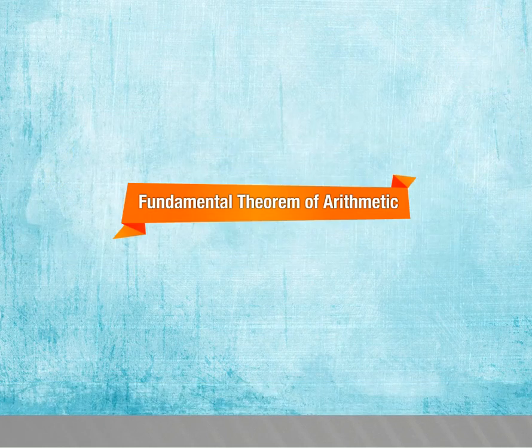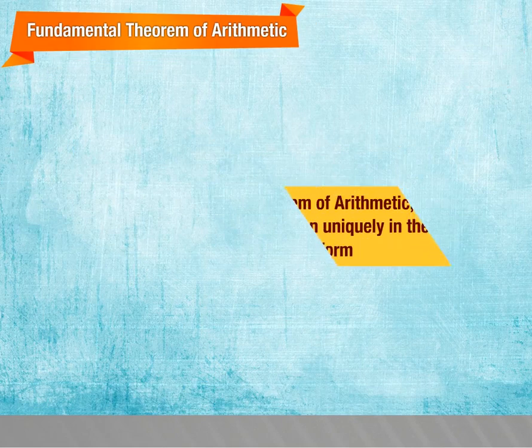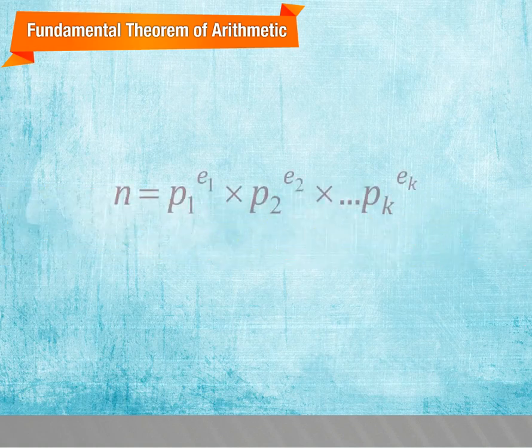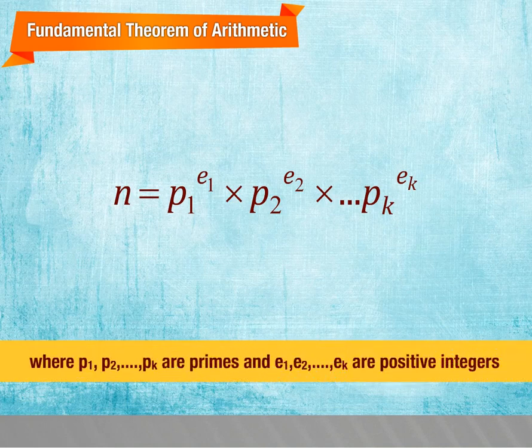Fundamental theorem of arithmetic. According to the fundamental theorem of arithmetic, any positive integer greater than 1 can be written uniquely in the following prime factorization form. N is equal to p1 to the power e1 into p2 to the power e2 and so on up to pk to the power ek, where p1, p2 and so on up to pk are primes and e1, e2 and so on up to ek are positive integers.